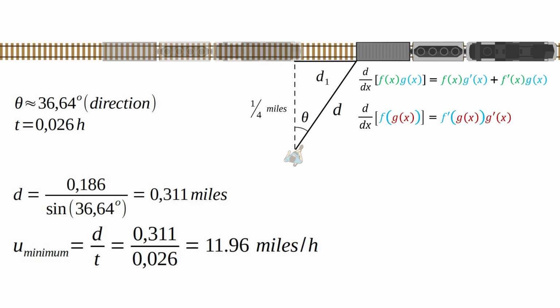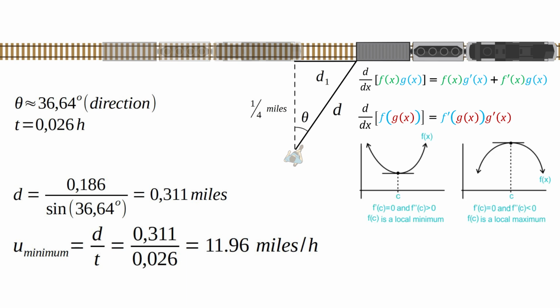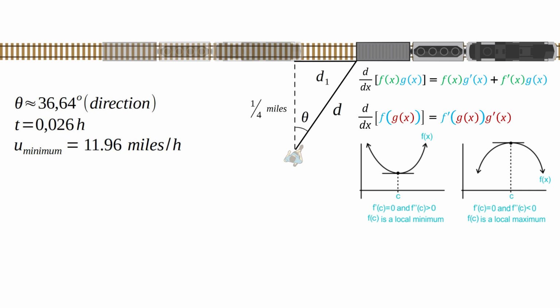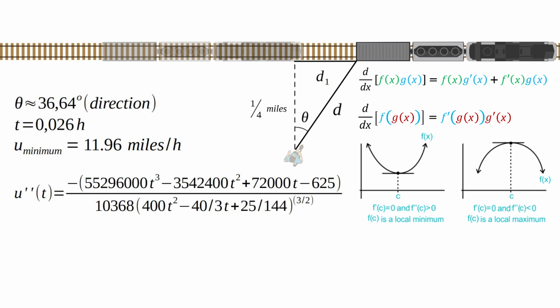Now we're not done yet. We need to confirm that this value is indeed a minimum using the second derivative test. We need to find the second derivative, and if the value is positive at 0.026, then it is indeed our answer. So the second derivative is u''(t). I did this with an online calculator because this is very tedious to do by hand, and I came up with this function here. You plug in 0.026 and you get a positive answer. So indeed, at t equals 0.026, we have a minimum speed of 11.96 miles per hour, and that's your answer.